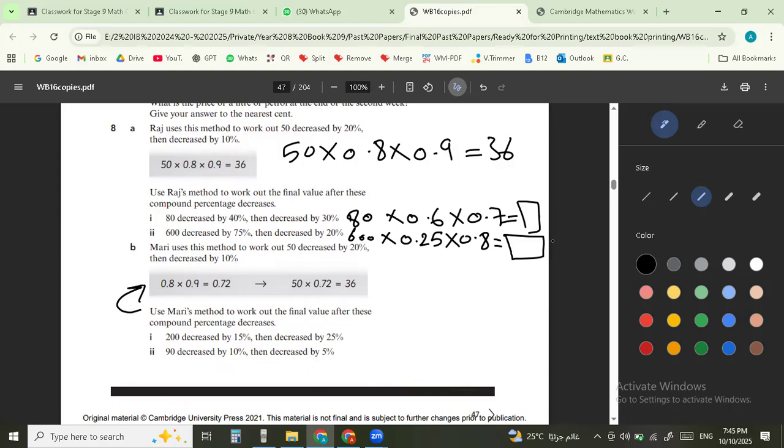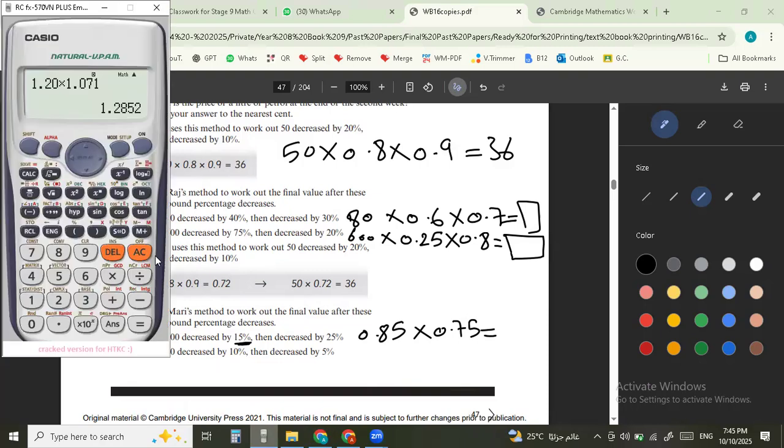So she first found the multiplier of the decrease, which is 0.85 in this case, decreasing by 15%, multiplied by decreased by 25%. We take 100 minus 25, which is 75%, which is 0.75. Finding the compound multiplier, and then you multiply it by the original amount. So let's find this value: 0.85 multiplied by 0.75 equals 0.6375.